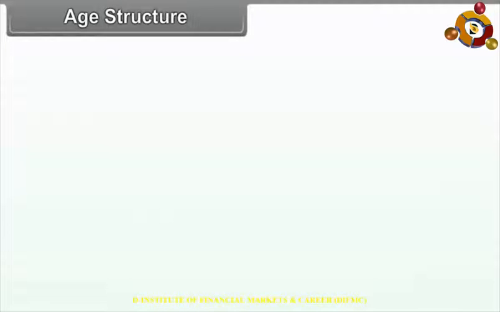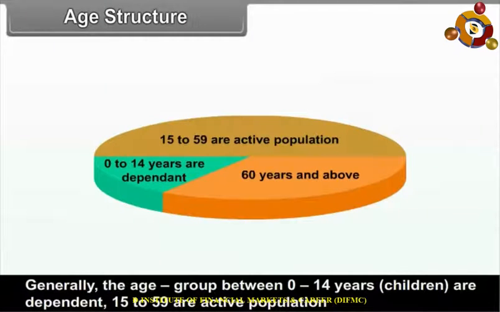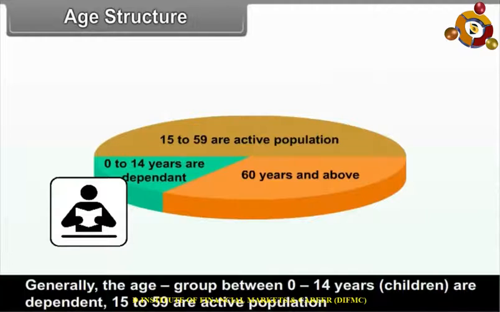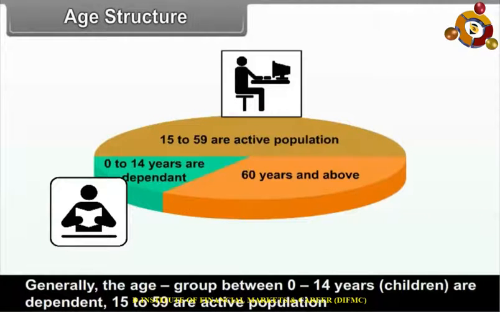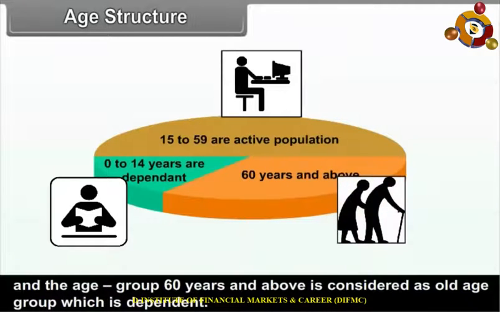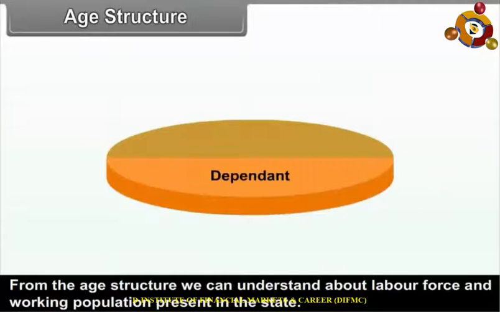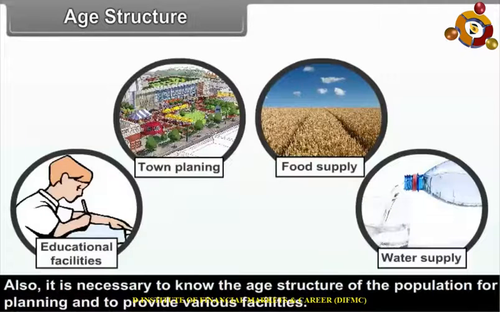(7.2.2) Age structure. The population can be divided as per age group. Generally, the age group between 0 to 14 years, children, are dependent. 15 to 59 are active population, and the age group 60 years and above is considered as old age group, which is dependent. From the age structure, we can understand about labor force and working population present in the state. Also, it is necessary to know the age structure of the population for planning and to provide various facilities.